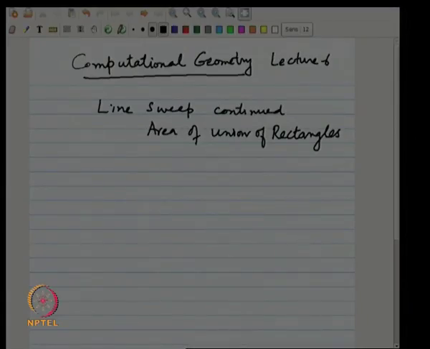Welcome to lecture 6 of computational geometry. So, we will continue with our example that we started last time on computing the area of union of rectangles, isothetic rectangles, that is axis parallel rectangles. And again the main technique that we are using is the line sweep.